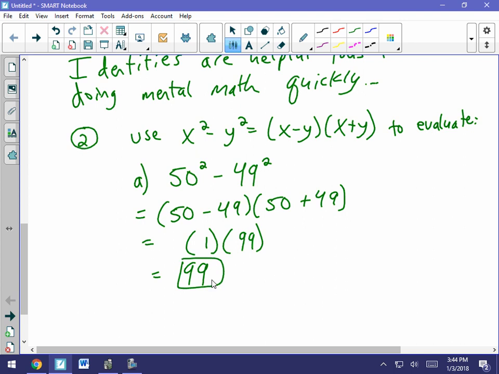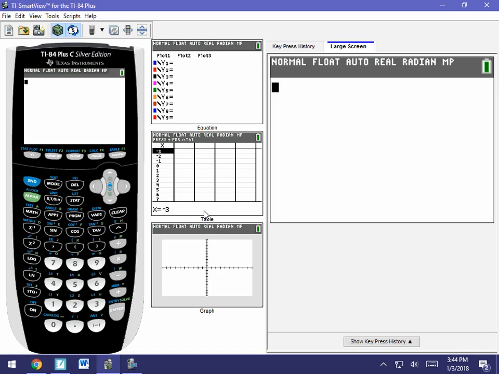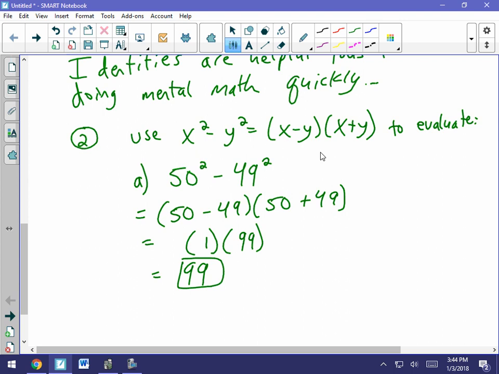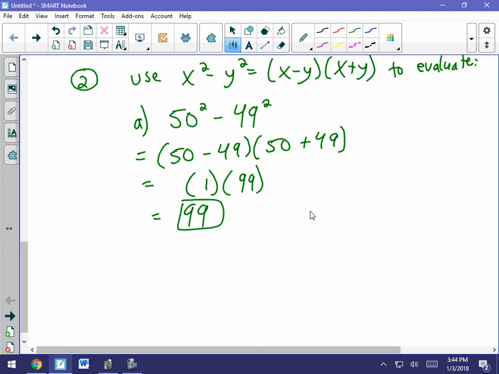And I can check this on my calculator and pull the calculator up here, just to show you that when you do 50 squared minus 49 squared, oh, hey, look, you get 99. But we didn't even need the calculator. We were able to figure it out in our head. So identities are useful to do some mental math.